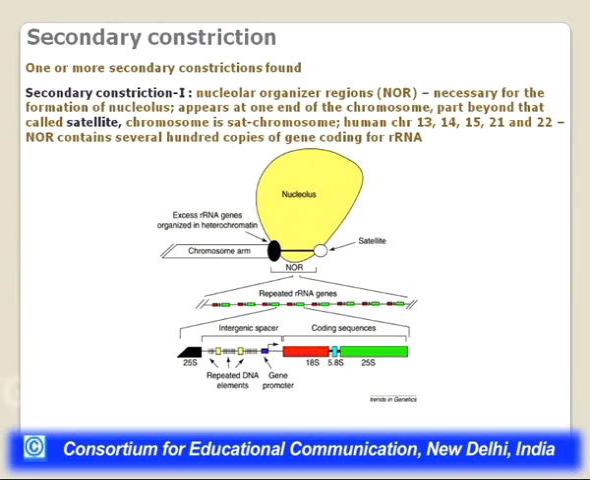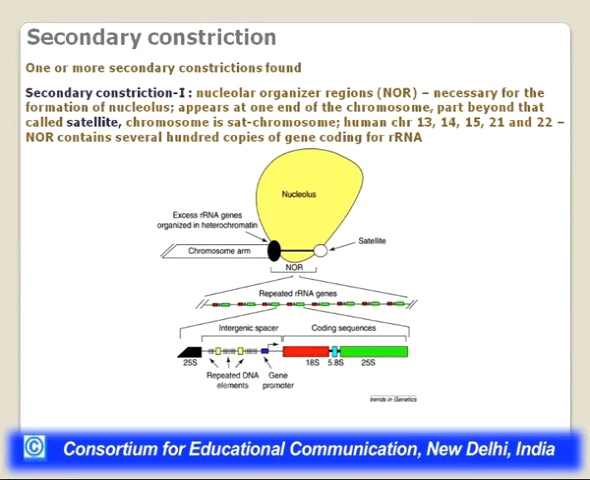Now, what is the role of this secondary constriction? Around this secondary constriction, the nucleolus is organized. That is why it is also termed the nucleolus organizer region, which is necessary for the formation of the nucleolus. It appears at one end of the chromosome, beyond which is the satellite. The chromosome is called the SAT chromosome. So, there is a SAT DNA and there is a SAT chromosome. SAT DNA is the repetitive DNA sequence, whereas SAT chromosome is the part of the DNA which is present in the satellite part of the DNA.